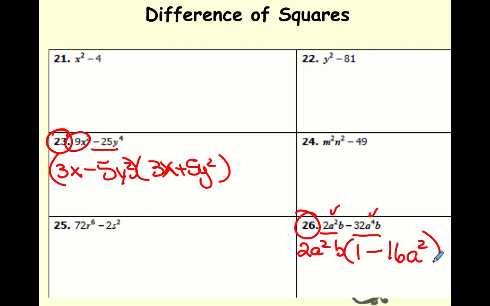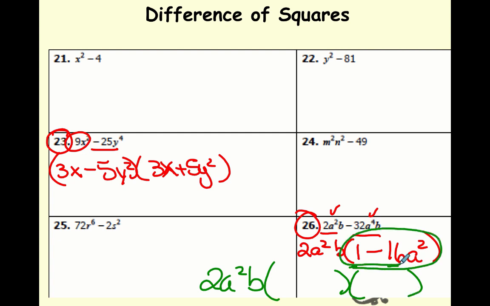So now I have to think about, are these terms perfect squares? 1 squared is 1, 4 squared is 16. So yes, this is a difference of squares. So my original factor that I had pulled out was that. So now I'm going to take this and factor it as a difference of squares. So I know it's 1 times 1, 4 times 4, and to get a squared, it's a times a. 1 gets a plus, 1 gets a minus, and it doesn't matter, really and truly, which one gets the plus and which one gets the minus.